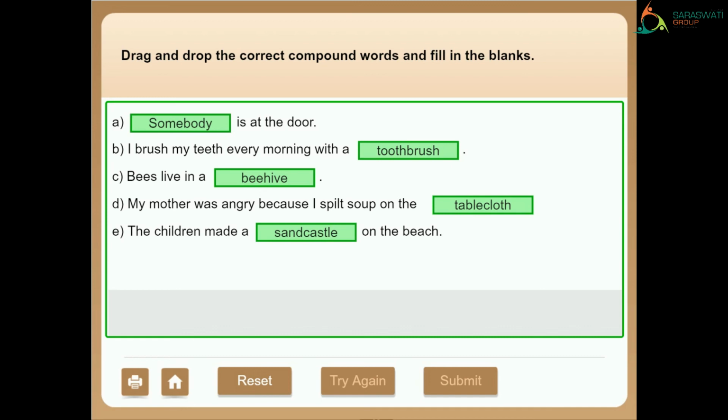Let us see the next word, that is sandcastle. Now sand plus castle. So two words are matched up together and made up a new word, that is sandcastle. It was great fun doing all these things, right? Yes.